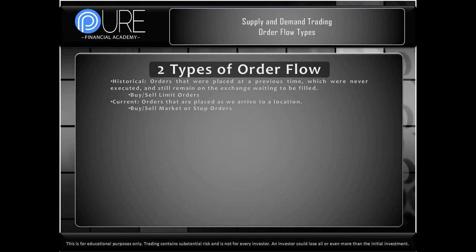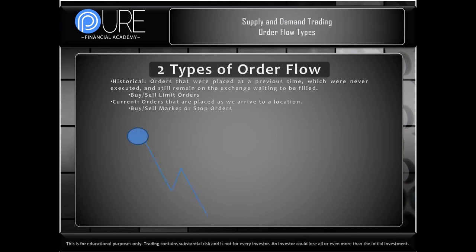The second of which is current orders. Now, current orders are orders that are being placed as we arrive to a location. So they're actually happening in real time, right now as we speak. They're placing those current orders. And this can indeed be market orders or stop orders, right? It could also be limit orders too. They could be placing a stop limit order, right? Buy stop limit, sell stop limit, buy stop market, sell stop market, things like that. But they're definitely happening in real time.